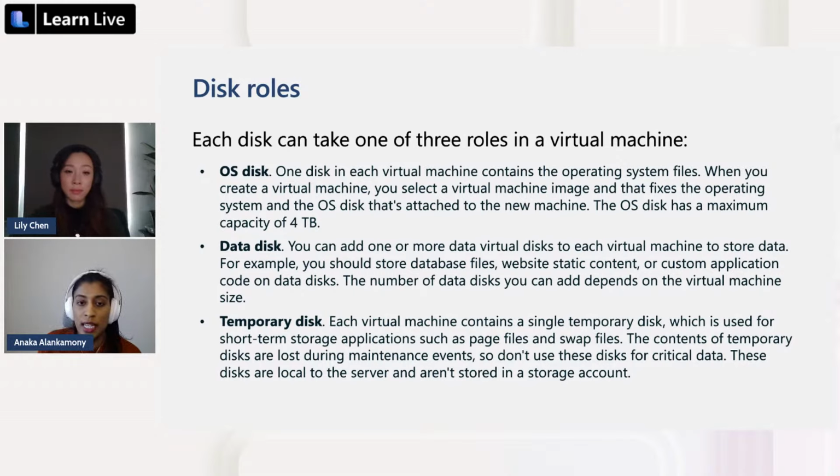Now for temporary disks, each VM contains one temporary disk, and like its name suggests, it stores data only temporarily. It's intended to store data such as page and swap files, and the contents of the disks may be lost during maintenance or when you redeploy your VM. However, on standard reboot of the VM, the data in the temporary disk will persist. The recommendation for the temporary disk is that critical data should not be stored on it since it's very easy to lose the data. These disks are not stored in the storage account and are local to the server.